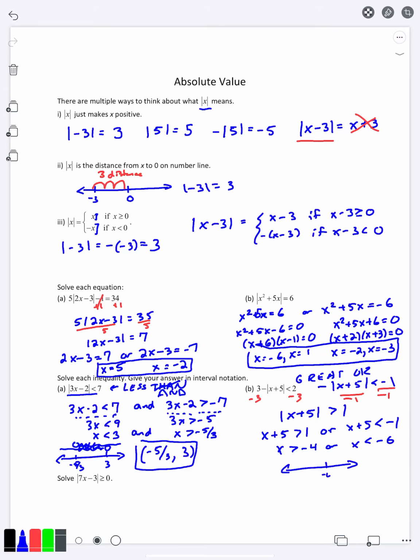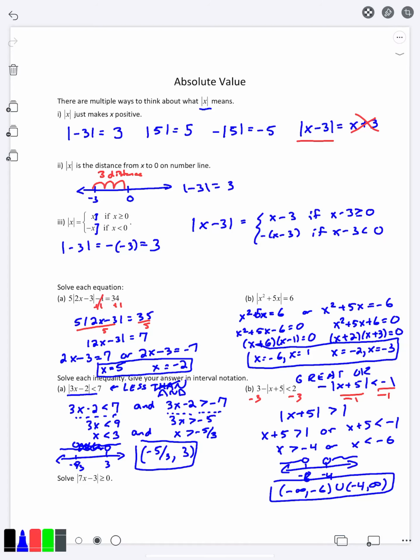So on our number line, we're either to the right of negative 4 or to the left of negative 6. So our answer would be negative infinity, negative 6, union negative 4 to positive infinity.